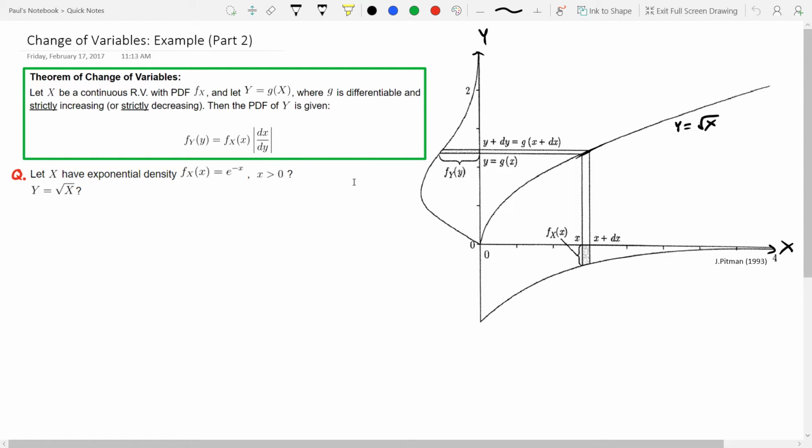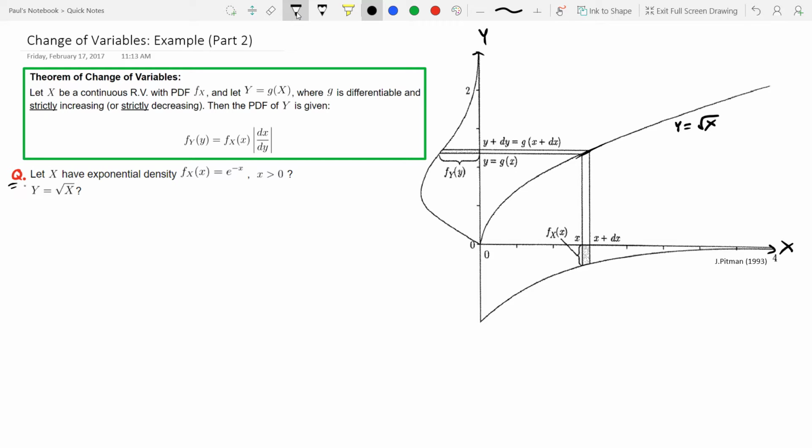Okay, so today we're going to be going through an example of how to apply this theorem here, the theorem of change of variables. If you didn't watch the previous video, part 1, go back and check that out. That's really useful in understanding what we're going to be doing in this video. Okay, so let's go on to the question.